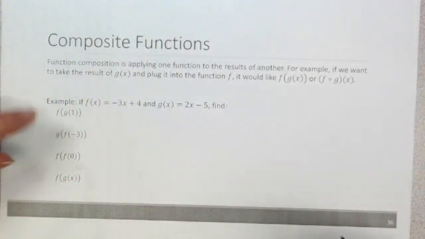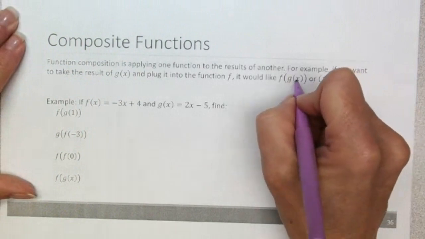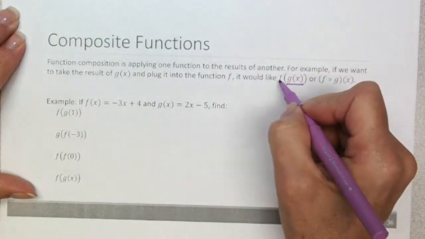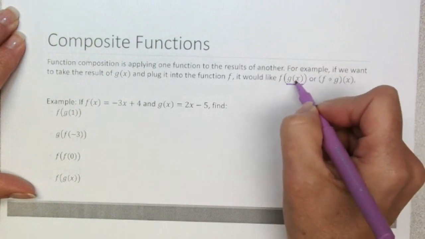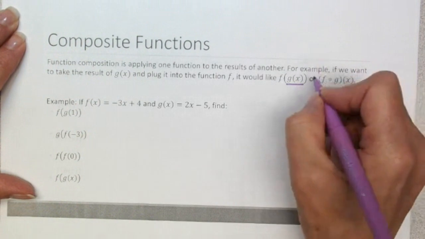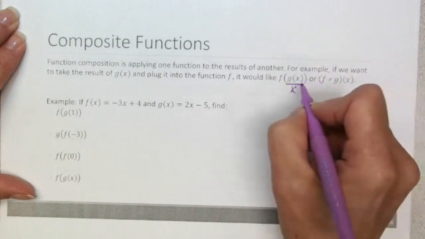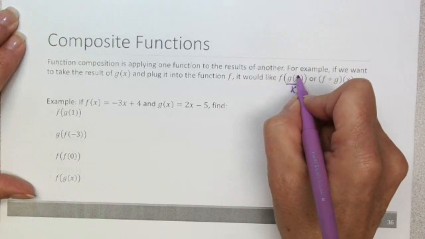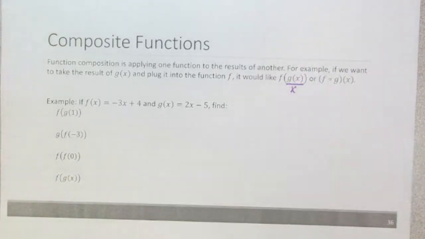And what we're doing here, again, is that the input to one function is going to be the output of another function. So in this case, the input to f, or the x in f, is going to be the output of g of x. Okay, so let's look at some examples here.